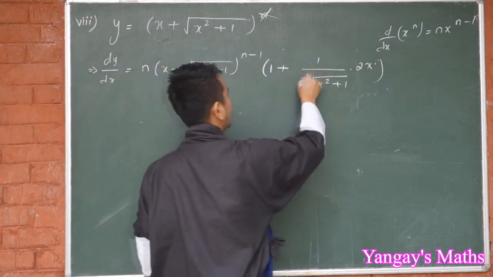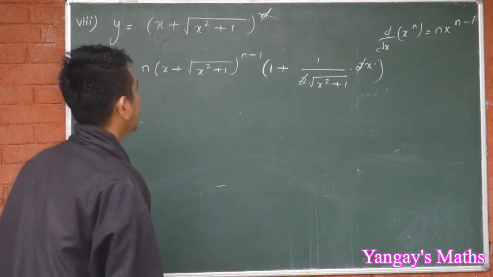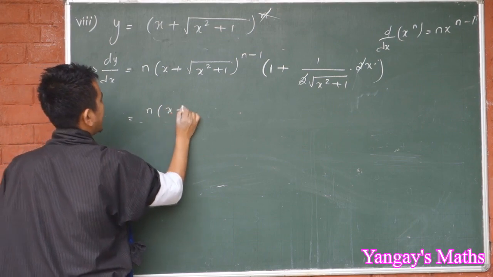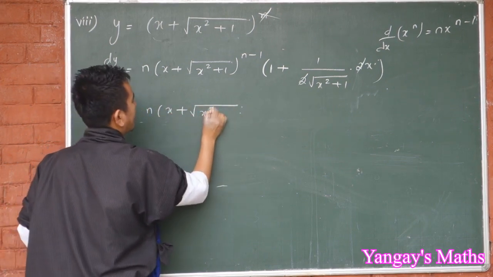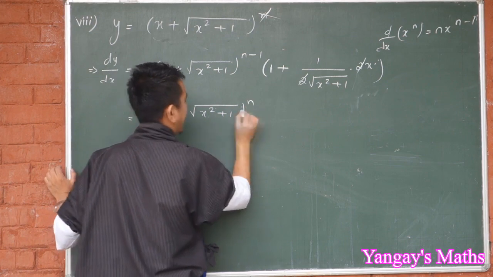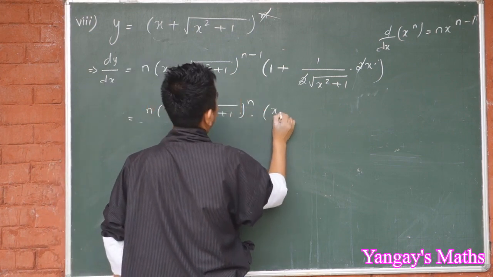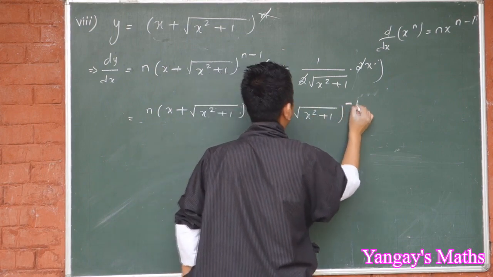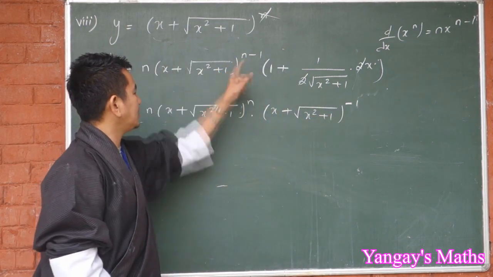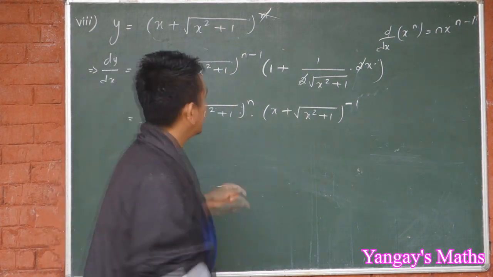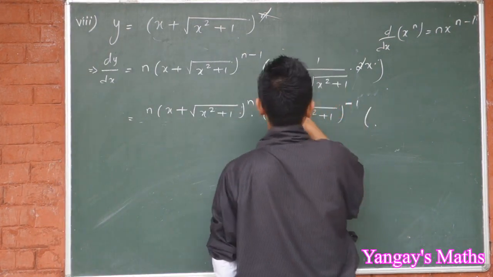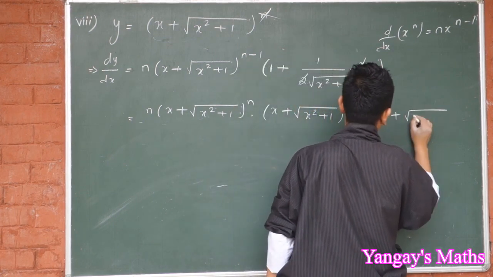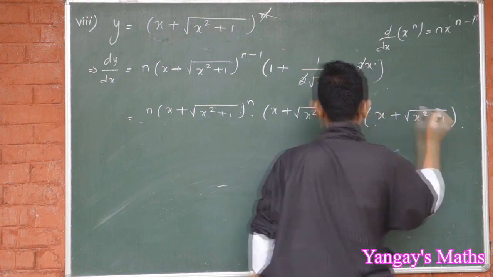You can watch it here. If you don't get it, watch it again, okay? So then this 2 and 2 will get cancelled. We have n times x plus root of x squared plus 1 raised to power n. Then I can write this one as x plus root of x squared plus 1 raised to negative 1, and minus 1 I can write this way. We are keeping the same base. Please do this LCM. We have now, here it is. Do this LCM. We have x plus root of x squared plus 1.